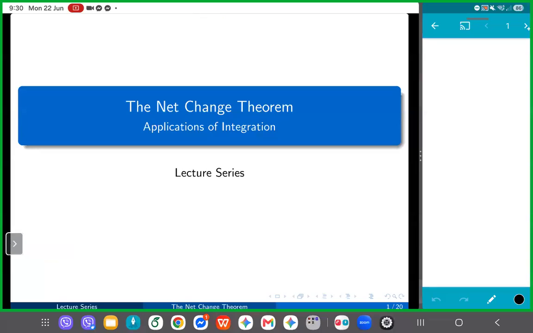We will discuss the net change theorem and continuous income stream, which is actually just part of the applications of the net change theorem, although the syllabus divided them into two different modules. Net change theorem, module two; continuous income stream, module three.